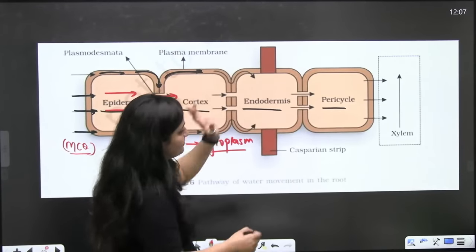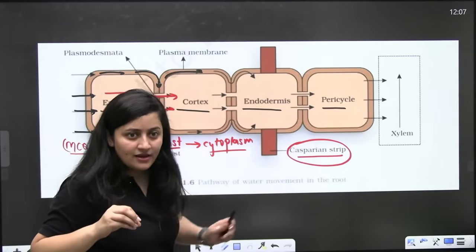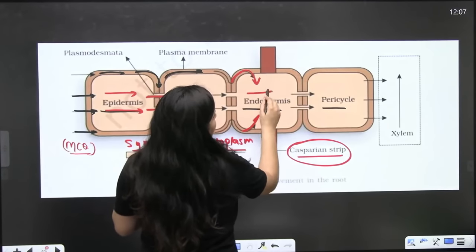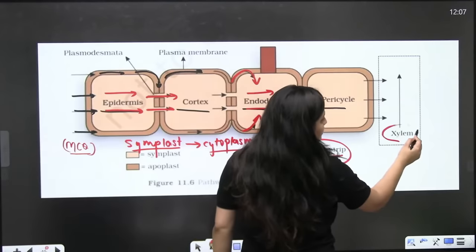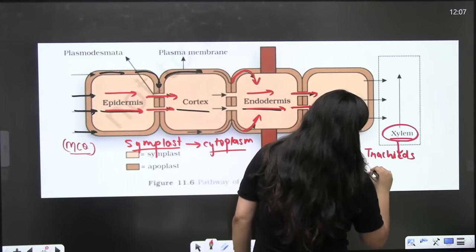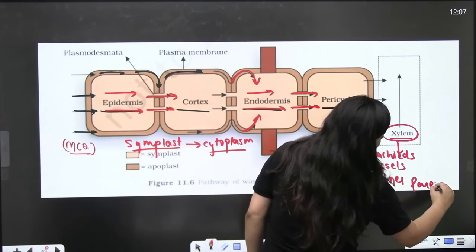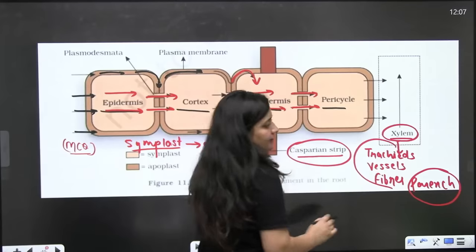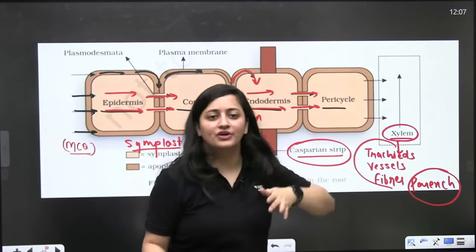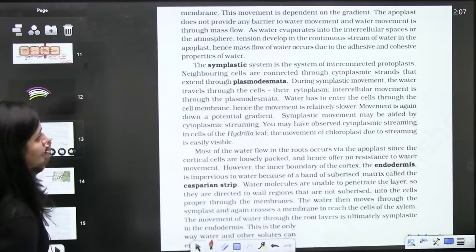When it comes to the Casparian strips, they are water impermeable because suberin deposition is there, which will not allow water movement. So at this point, symplast will be preferred. Then when it comes to the xylem, you know that xylem has tracheids, vessels, xylem fibers, and even parenchyma. Out of these, except parenchyma, the rest are all dead. So in the xylem, apoplast is followed. Is that clear? Question will come from this part.